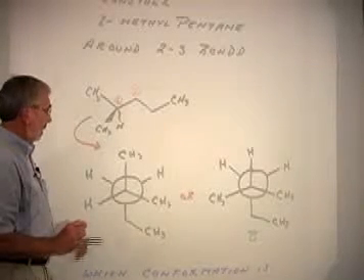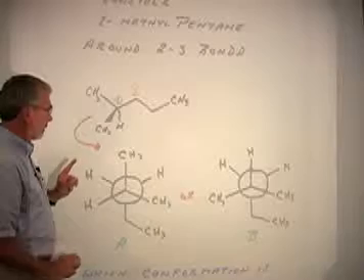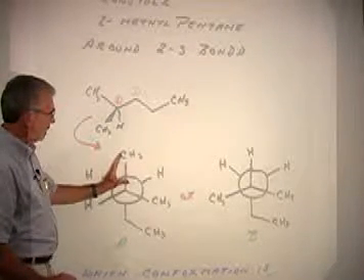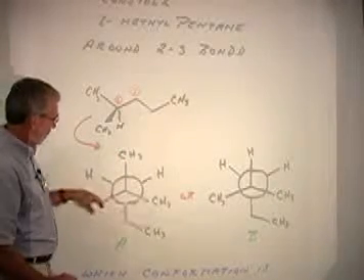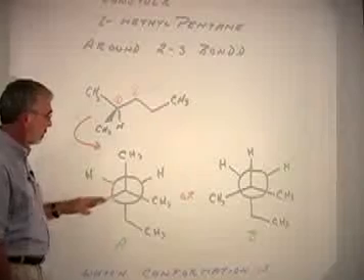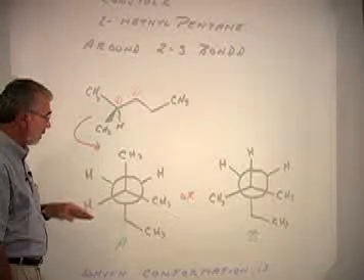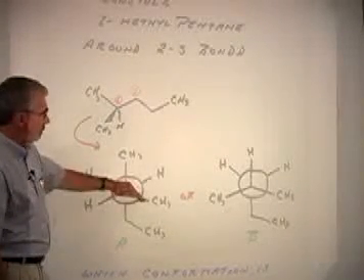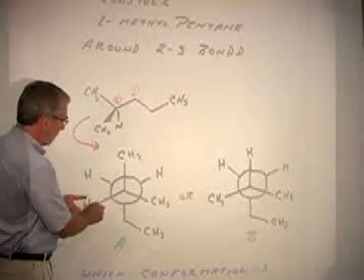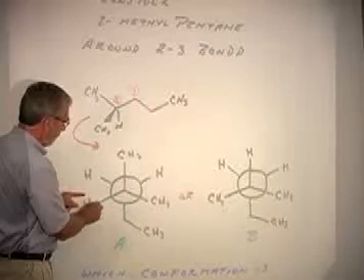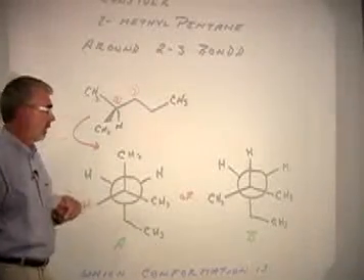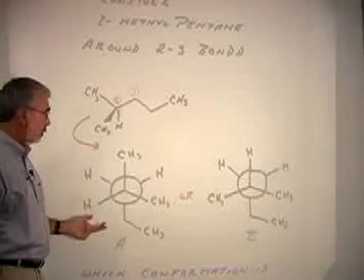Okay. Now, let's just take a look at something. Supposing we took this and we rotated this around to here. Obviously, an eclipse is not going to be the most stable, so we're only considering gauche or staggered conformations. If we take carbon 1 and rotate it so that this methyl group is over here, and this methyl group is over here, we get this conformation over here. The question is, which is better?